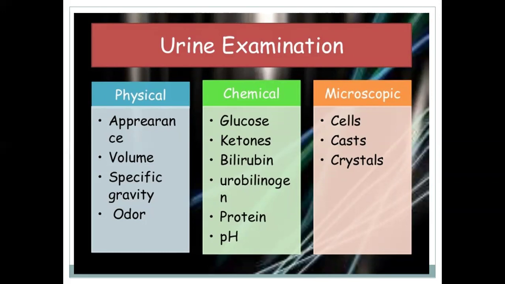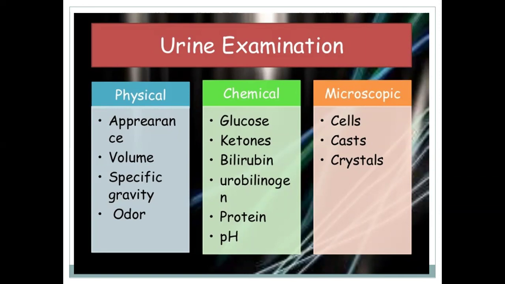In the physical examination, we see the appearance or color of urine, volume of the urine, specific gravity, and the odor of urine. And in the chemical examination, we observe the presence of glucose, ketone bodies, bilirubin, urobilinogen, proteins, and the pH of urine. And in the microscopic examination, we observe the presence of cells, casts, and crystals in the urine as sediments.